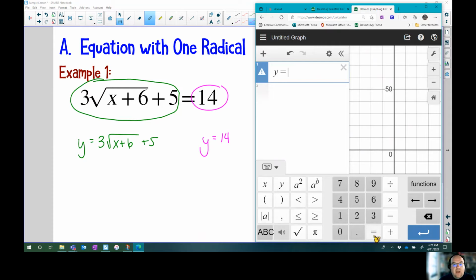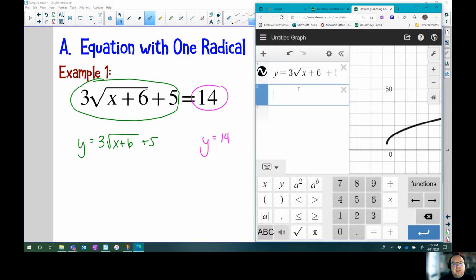So I'm going to type in y equals 3, the square root of the x plus 6. Now, be careful, again, you need to tap right or click on the outside of the radical sign before you put the plus 5. That will give you the curve that starts right here and goes outwards.